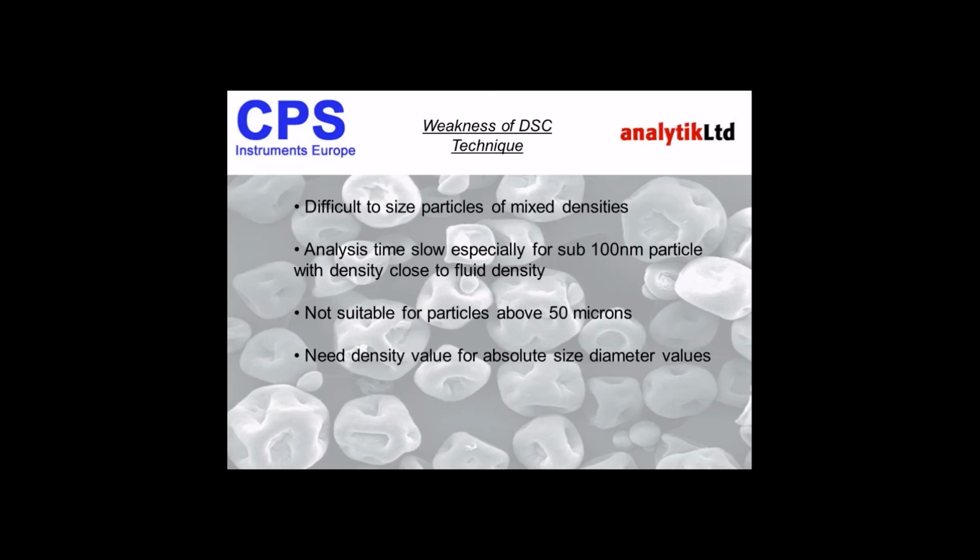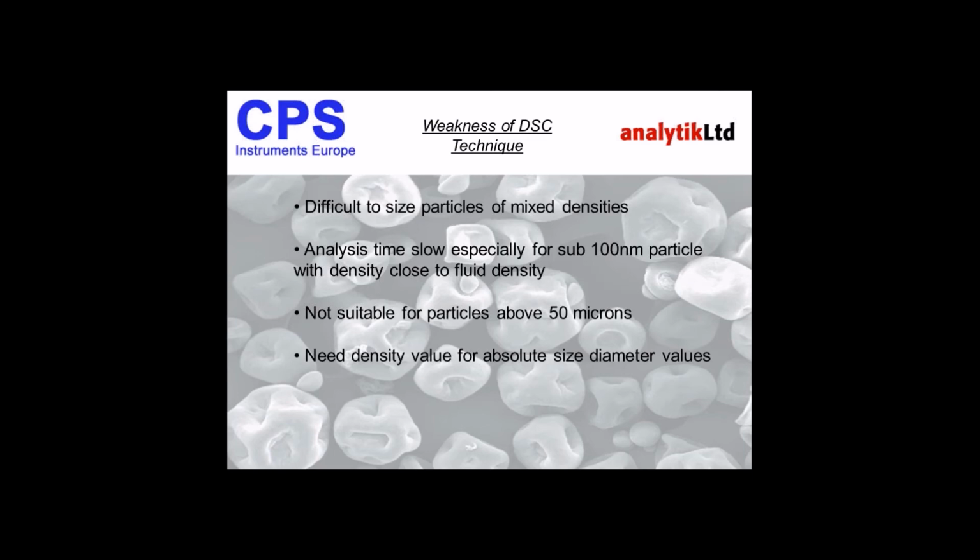Also, the analysis time can be slow, especially if you're analyzing particles which are very small and where the density is very close to the fluid density. Typically, a runtime is a few seconds to a few minutes. You would never run more than 60 to 90 minutes, but you just have to appreciate that on some occasions, the analysis time could be slow. The DCS technique is not suitable for large particles because even at the lowest disk speed, they will just fly through or pass the light source detector without being detected. And fourthly, we do need a density value to obtain absolute particle size diameter values.